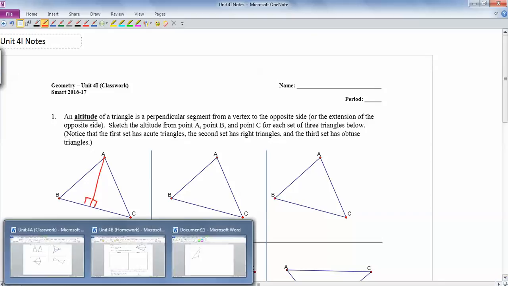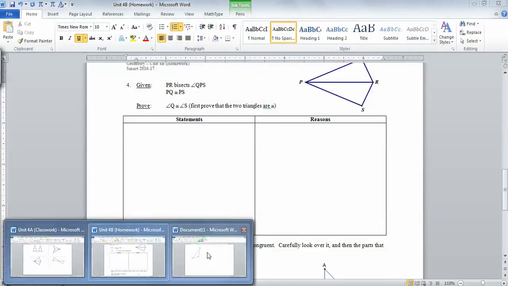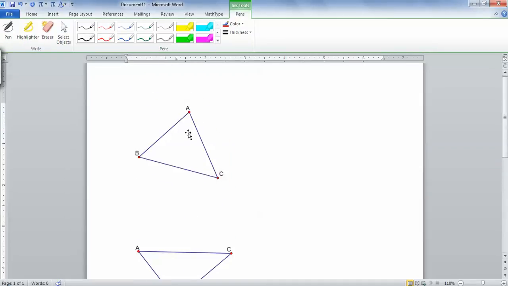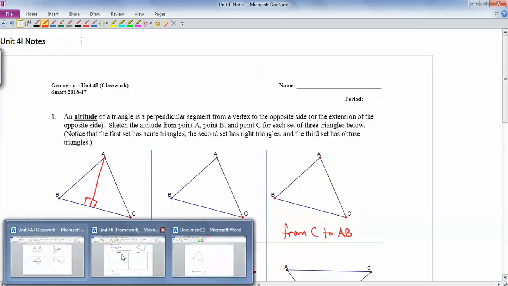Sometimes it's easier to rotate the page to see how this works. I can't rotate the page, but I can rotate the triangles. So here's the first triangle. Let me go back to this first. This is the altitude from A to BC, from point A to side BC. So let's do one from B to side AC, and then another one from C to side AB. Let's come back over here where I can actually rotate the triangles.